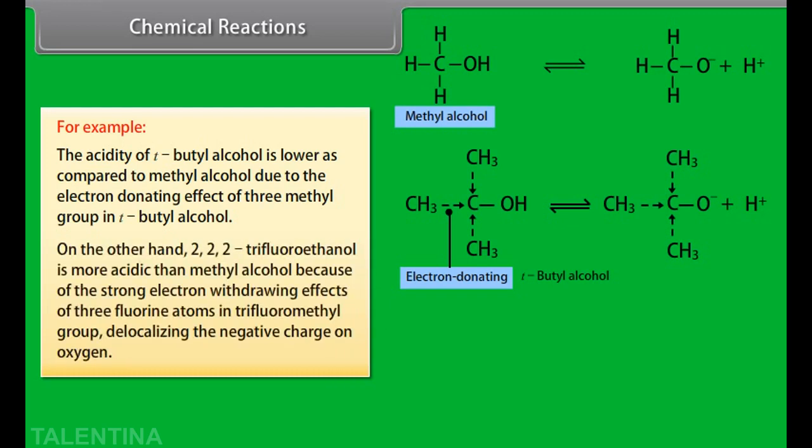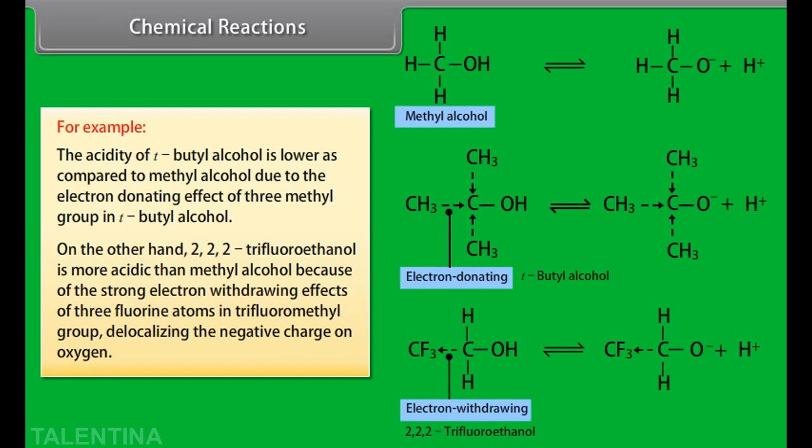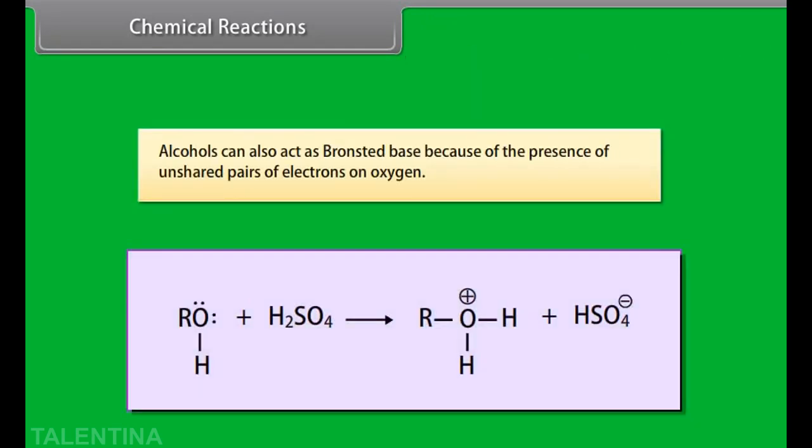On the other hand, 2,2,2-trifluoroethanol is more acidic than methyl alcohol because of the strong electron withdrawing effect of 3 fluorine atoms in trifluoromethyl group, delocalizing the negative charge on oxygen. Alcohols can also act as Bronsted base because of the presence of unshared pairs of electrons on oxygen.